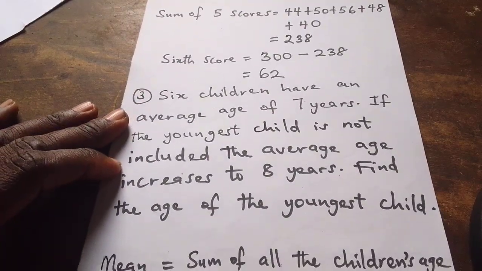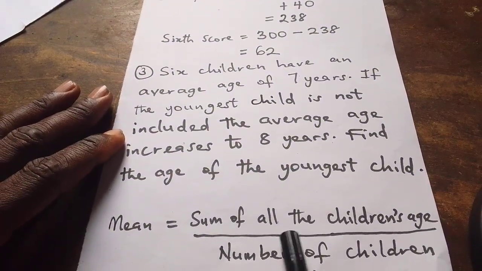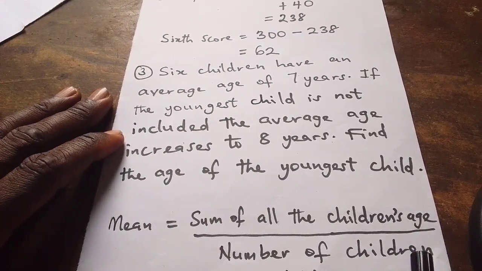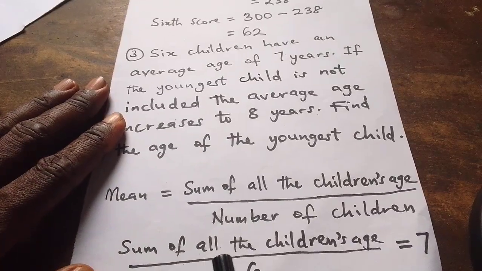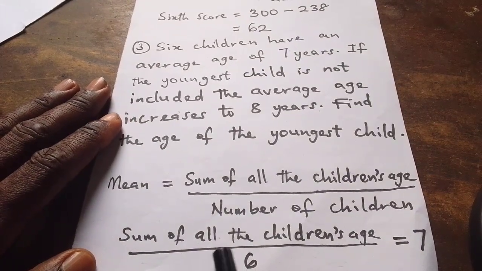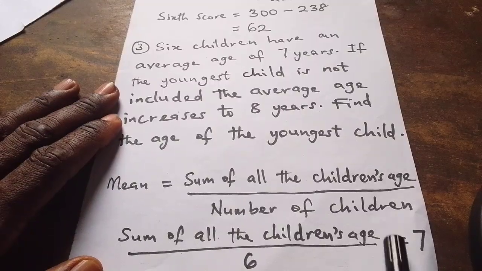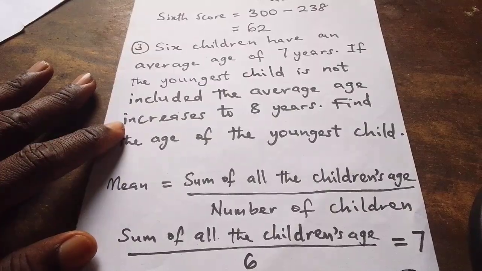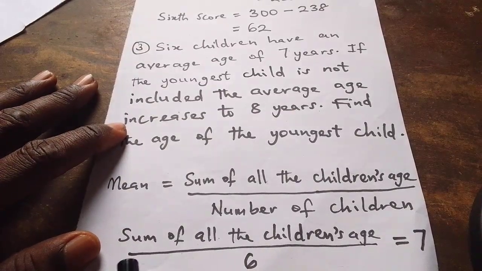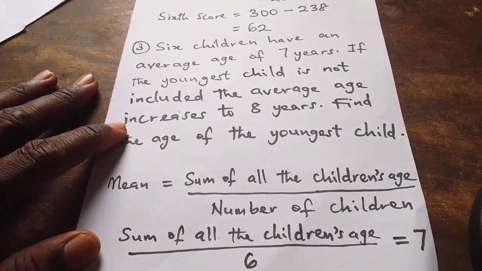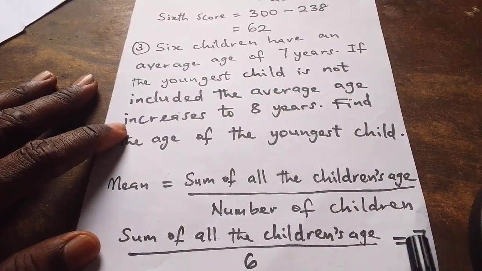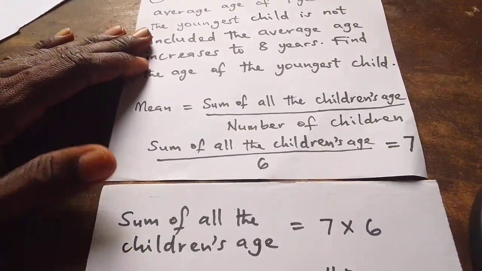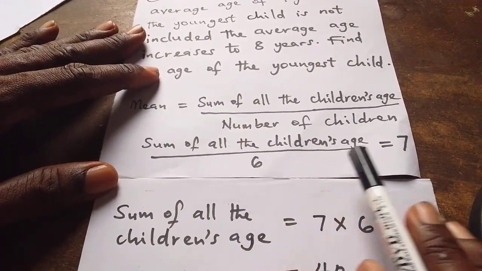Normally, to look for the average of any number, that is the sum of all the children's ages divided by the number of children. Now, for the first 6 children, the sum of the ages of the 6 children divided by the number of children should be equal to 7 years. When there were 6 children, their average age was 7 years. So the sum of all the children's ages divided by 6 should be equal to 7. So when you cross multiply, to get the sum of all the children's ages, bring this 6 to this side.